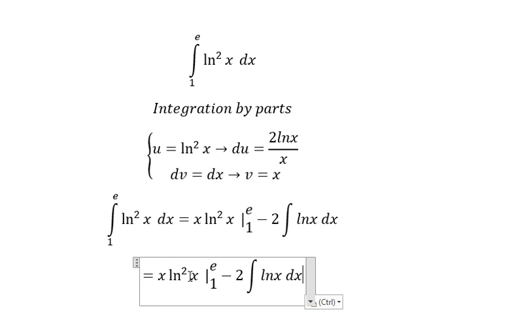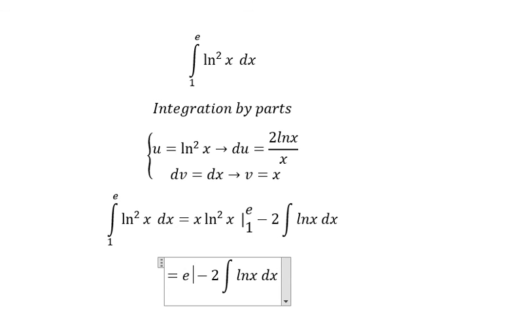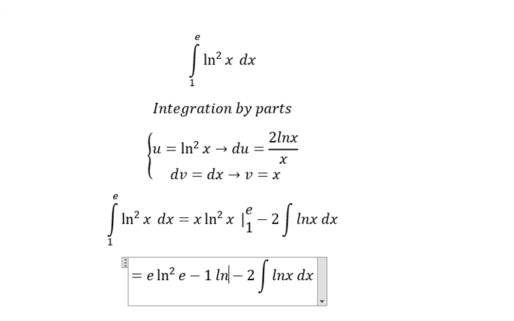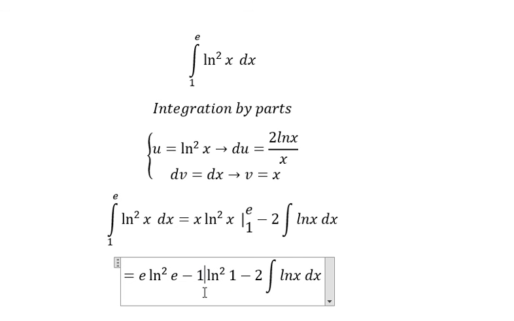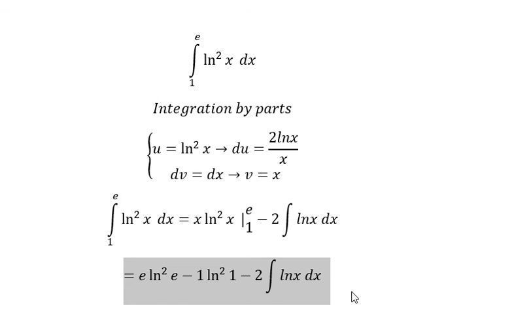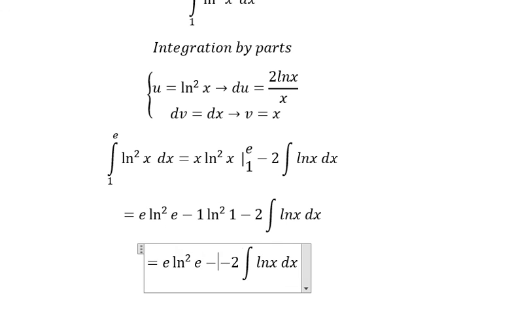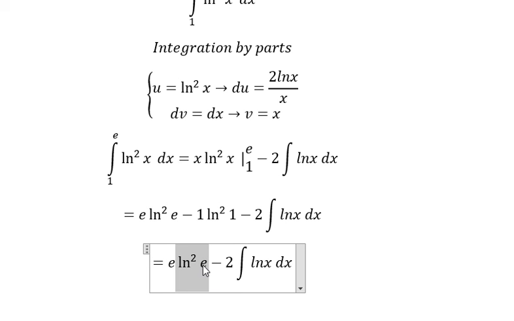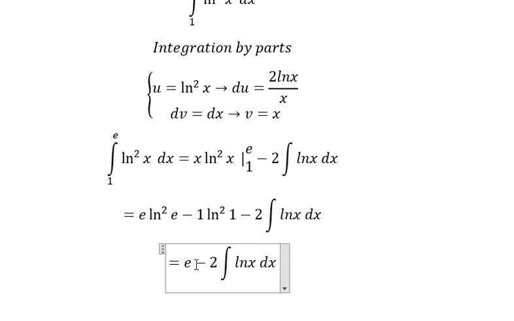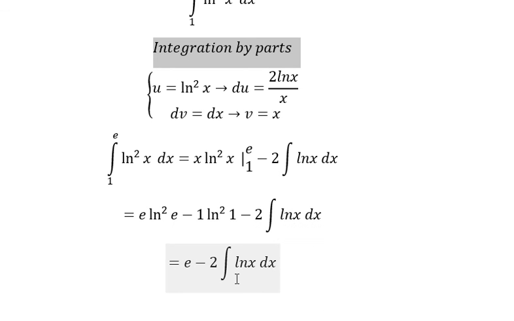So I will put e and number 1 in here. So ln number 1 you get 0. So ln e you get number 1. 1 squared you have number 1. So we have e. And now we continue to use integration by parts.